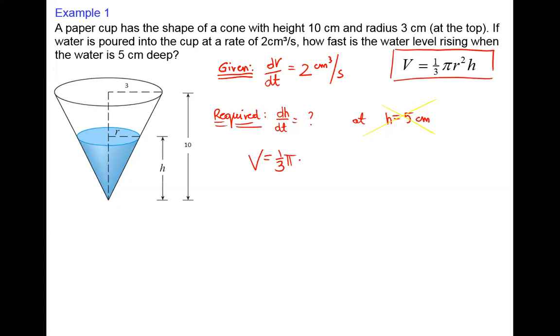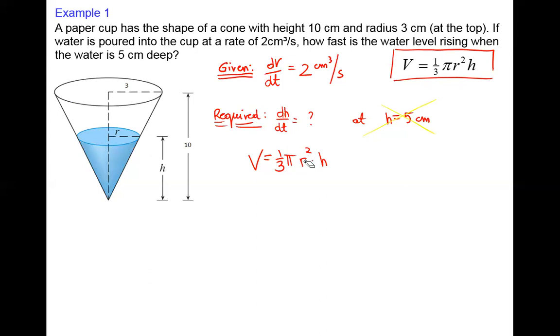V equals 1/3 pi r squared h. This relation is good. We do have V, for which we have some information. We have h. The only problem that we see is the radius. We have no information on how the radius is changing. That means one way is to rewrite the radius in terms of h, and then have the relation only between V and h, and then differentiate in order to have the relation between dV and dh.